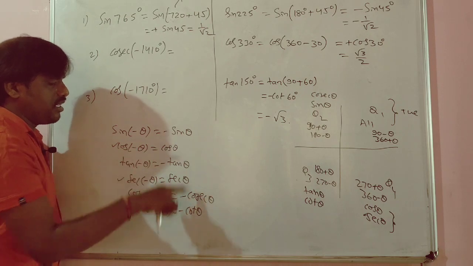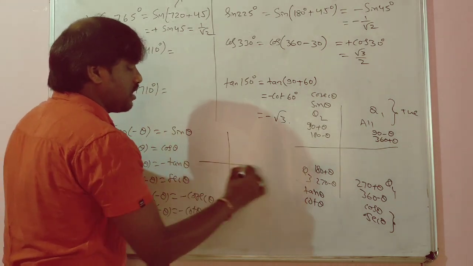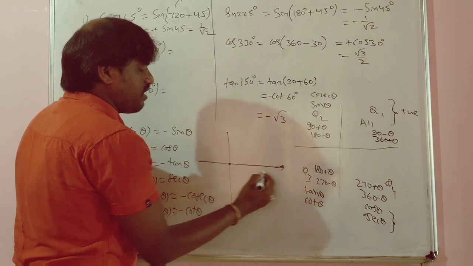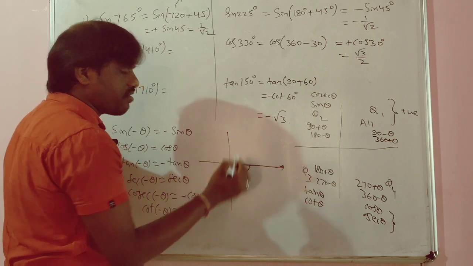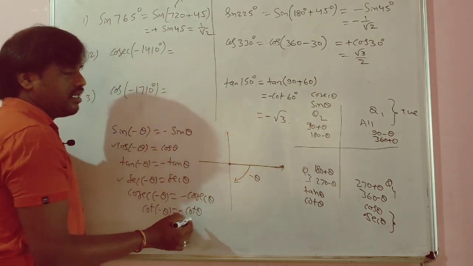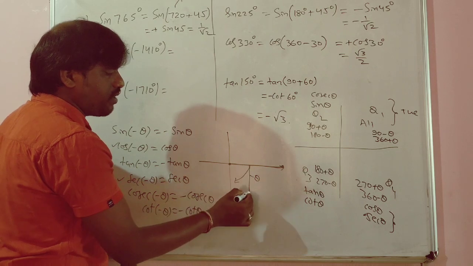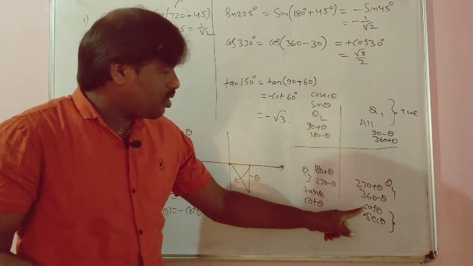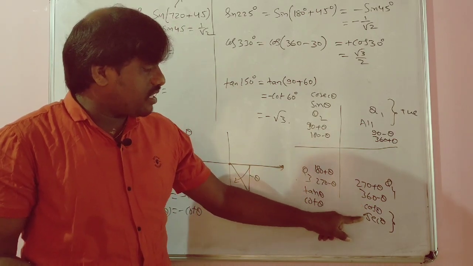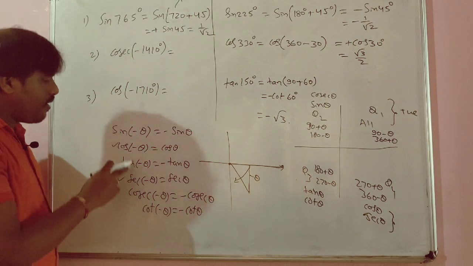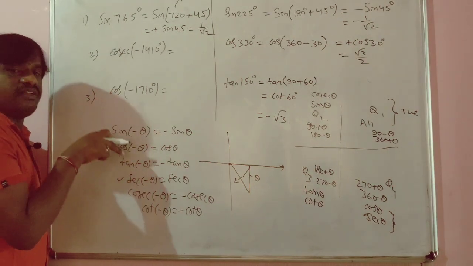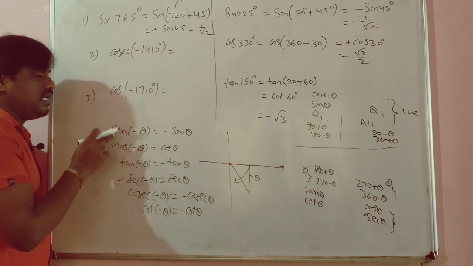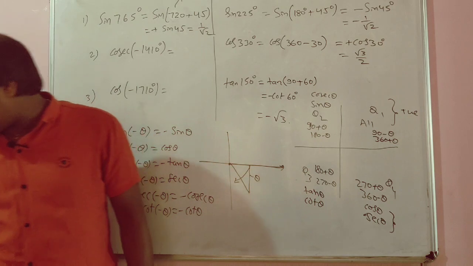Cos and sec are reciprocal to each other. They are positive, and the remaining are all negative. Why is it so? This is the initial ray you have, and when the angle comes in the clockwise direction, this makes minus theta. It is falling in the fourth quadrant, and in the fourth quadrant cos and sec are positive. That is the reason this minus theta angle comes in the fourth quadrant. So cos of minus theta is cos theta, sec of minus theta is sec theta, and the remaining are all negative. Hope you understand this.